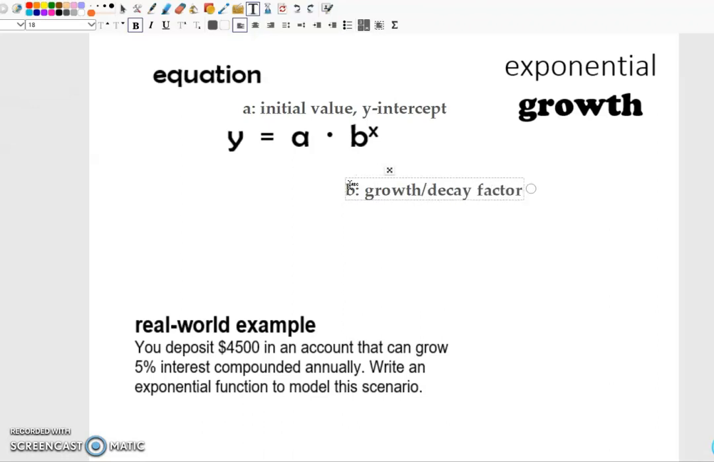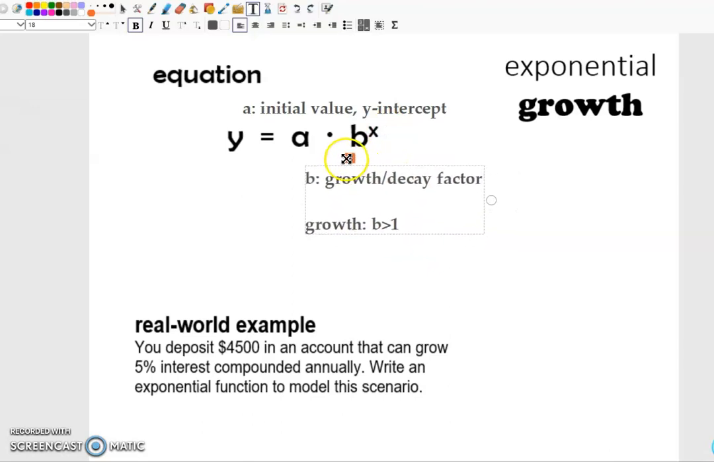And when you're dealing with exponential growth, your B is going to be greater than 1. And then the last thing you're looking at here is your X value, and X is your exponent, which typically is looking at time. So make sure you have each one of those things labeled before you move on.